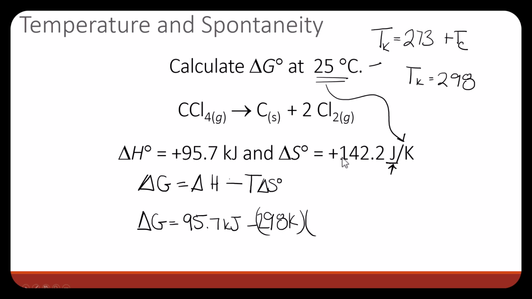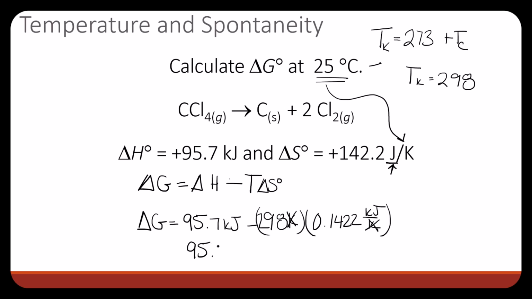But I'm going to go ahead and convert this into kilojoules, so that's just dividing by 1,000. So 142.2 joules per Kelvin is the same thing as 0.1422 kilojoules per Kelvin. Okay. So a couple of little nuances there with the units, but it's something that we want to make sure we keep an eye on. So now as we clean up this equation, I have Kelvin on top, Kelvin on the bottom. Those units cancel. So let me just clean this up.